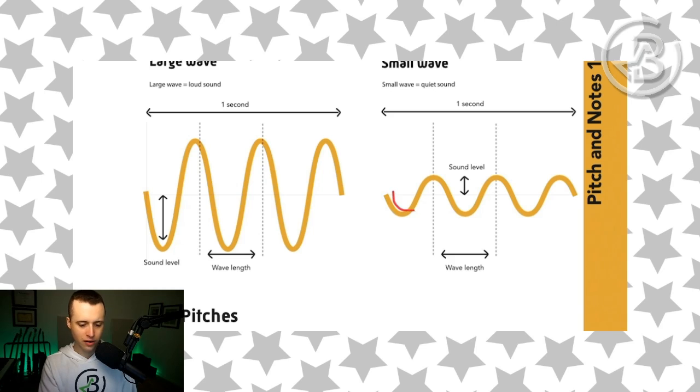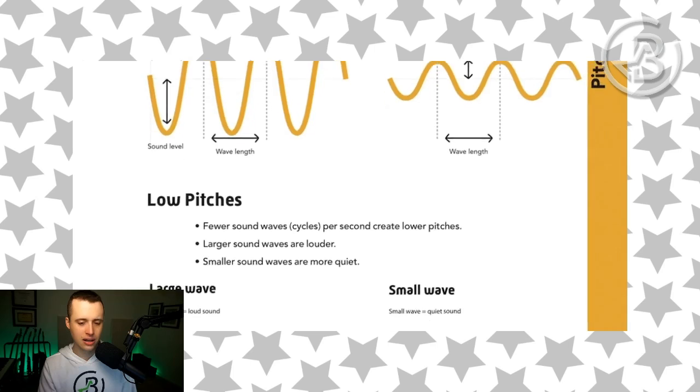Whereas over here, we have very small waves, and that's going to be for a quiet sound. We can see that there's still 1, 2, 3, 1, 2, 3, the same number of waves per second, but the size of the waves determines how loud or how quiet the sound is.